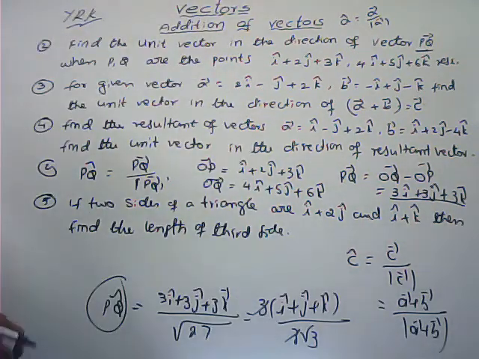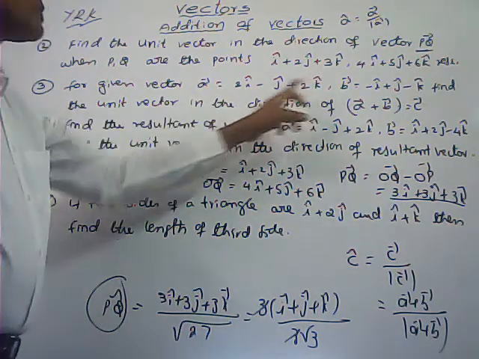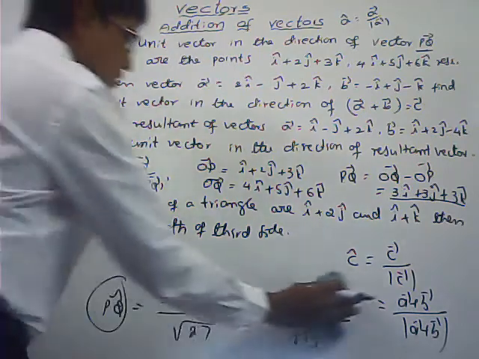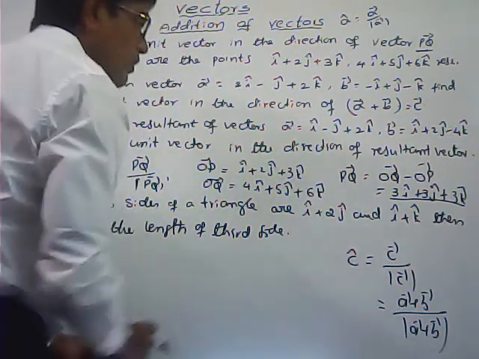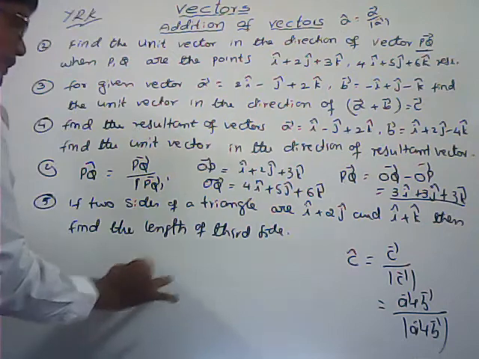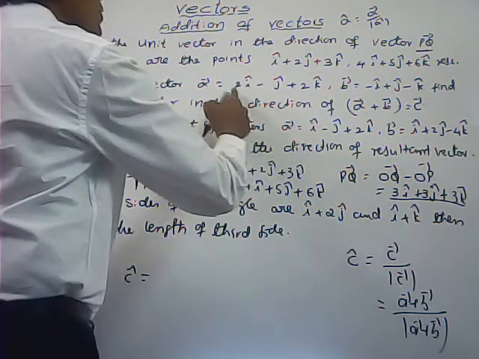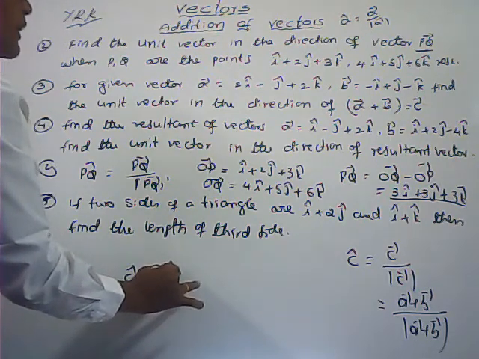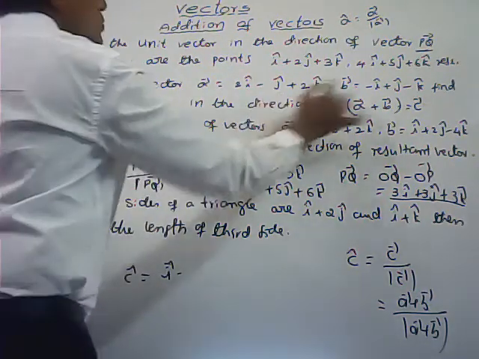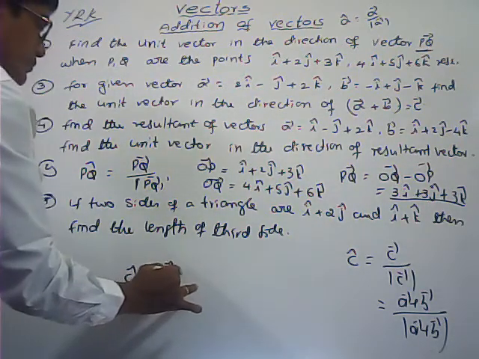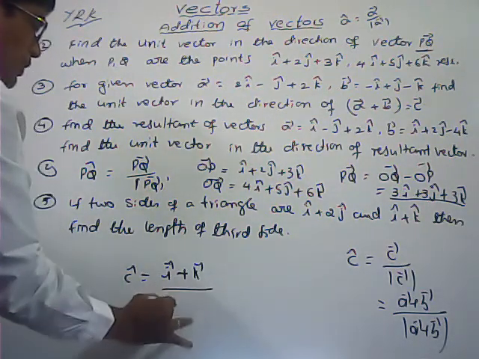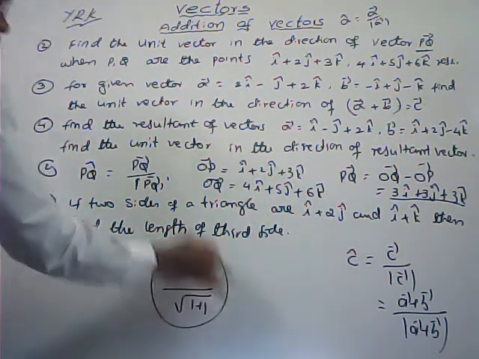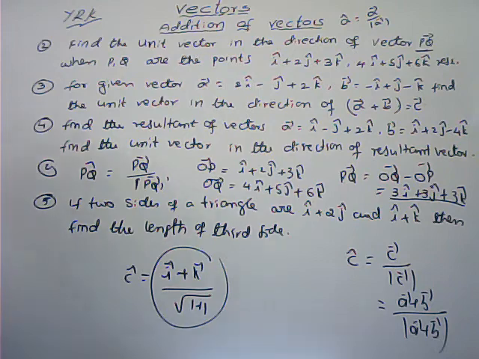First find the resultant vector. Add these two, A bar plus B bar. How much are we getting? i cap. This is completed. Now C cap is equal to A bar plus B bar. By adding these two, i cap plus 0, minus 1 plus 1, plus k cap, whole by its modulus, root of x square plus y square plus z square. So this is the unit vector in the direction of A bar plus B bar.